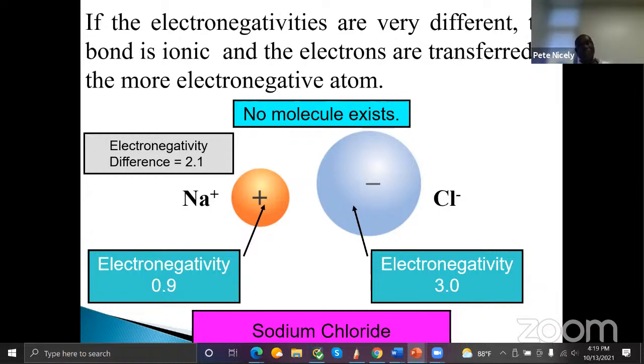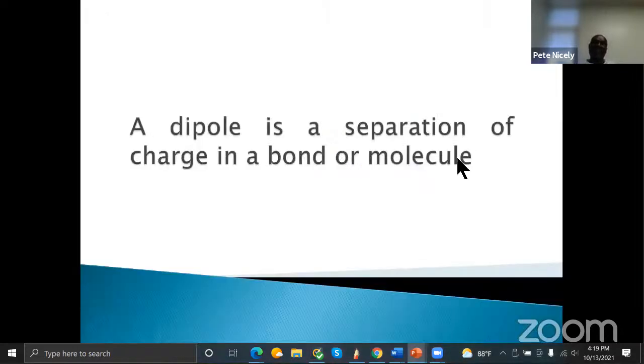So there are no molecules of sodium chloride that exist because sodium chloride is an ionic compound. All right, so let's talk about this definition. A dipole is a separation of a charge in a bond or molecule. So that's basically what you'll identify in a polar bond. A polar bond is basically a dipole.